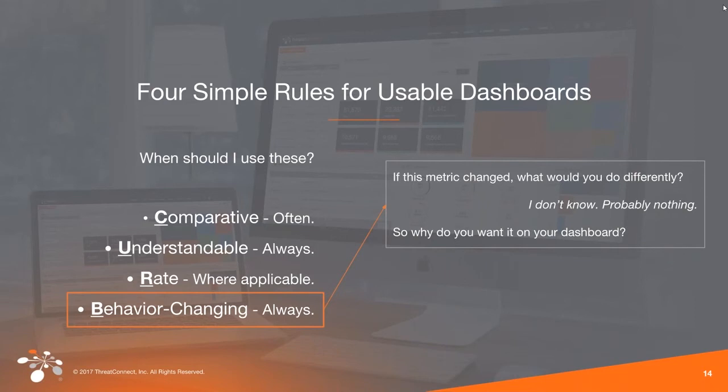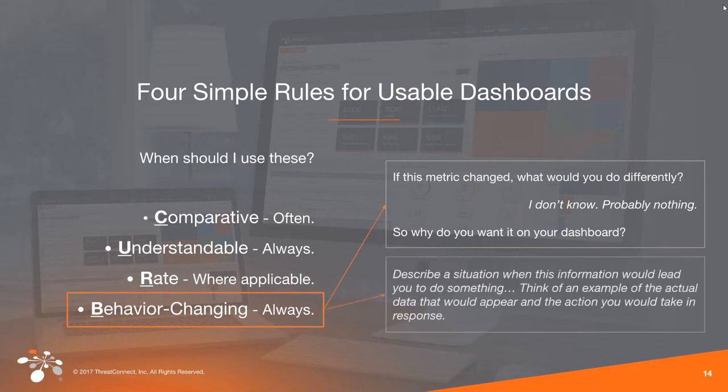ask yourself, if this metric or this chart, if this dashboard changed, what would you do differently? If the answer is, I don't know, probably nothing, then you have to ask yourself, why would I want this on my dashboard? Is there something I could do differently here that would actually change my behavior based on what is on the dashboard? So if the answer is, I don't know, one trick to use is think about it in a situation when this information would lead you to do something. Think of an example of the actual data that would appear and the action you would take in response.